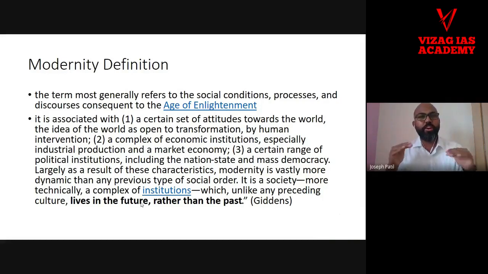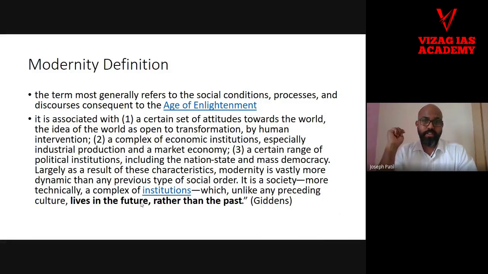Okay, what is the general talk in the society? That is discourse. Okay, it has to do with ideas, prevalent, predominant ideas of that time. Discourses change over time. And what is the predominant, prevalent, socially accepted idea at that time? That is discourse. So modernity generally refers to the social conditions, processes, and discourses consequent, as a consequence, after the age of enlightenment.